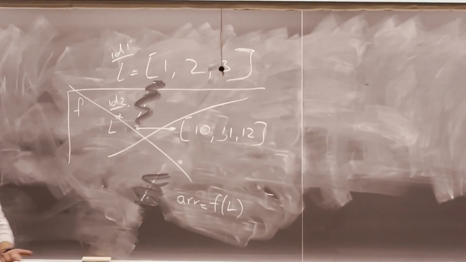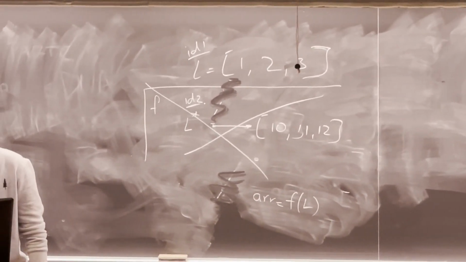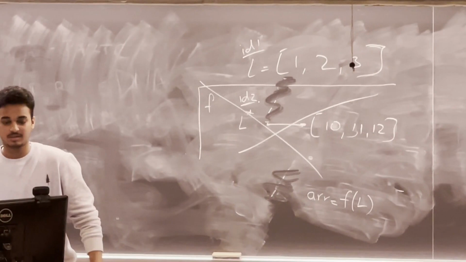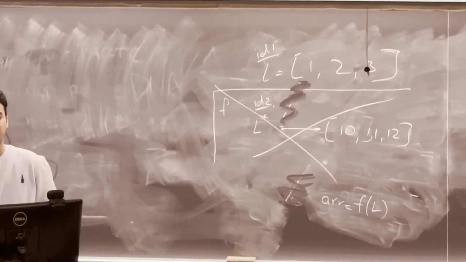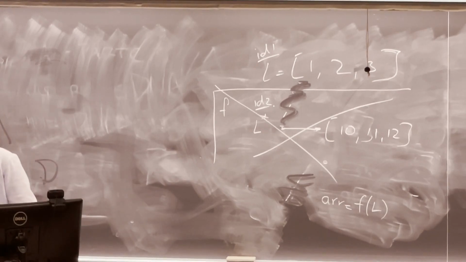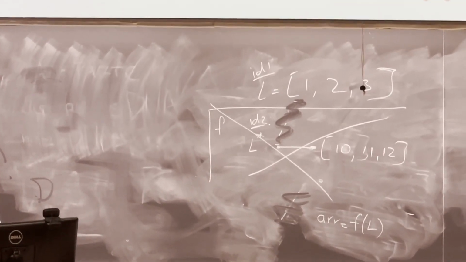Is that clear? Yes? What if it said print F of L? It would still return nothing. Since it's not returning anything, it doesn't matter. But if it was returning, then I think it would print the value. Right? Okay. Any questions? No? Okay. Next question.